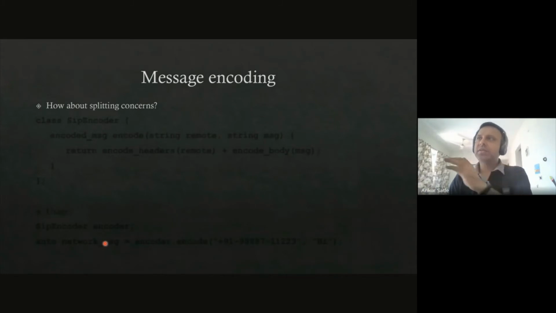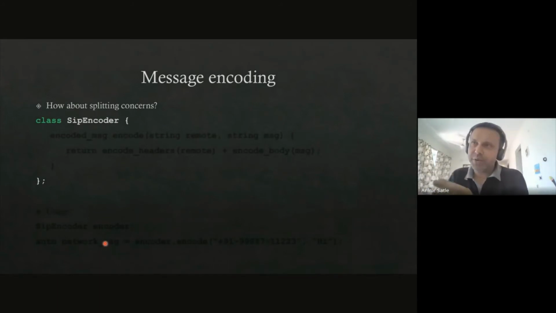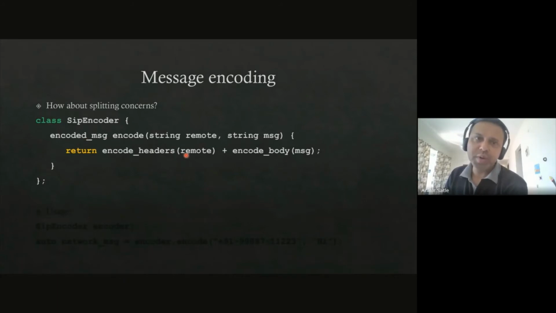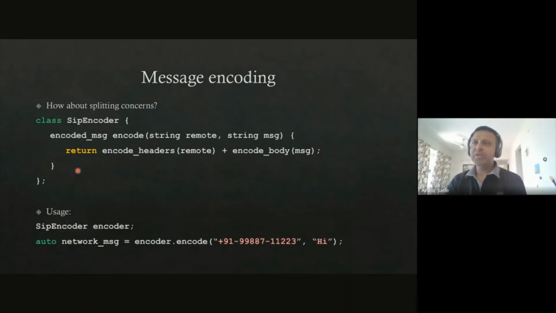And if you split the concerns, you can have a much better design. Let's look at some ideas here. So let's say the protocol is CIP protocol. You could use any protocol, it doesn't matter. So this is an encoder which takes a remote and a message, and it encodes the message into an encoded message which is specific to the protocol. You would have who you are sending to in some header part, and then there's a body which is the message, and that's the string which you send. So you can have something called an encoder. And how do you use it? You say encoder.encode to this number, this is my message. And you get back an encoded message which is good to go on the network, right?